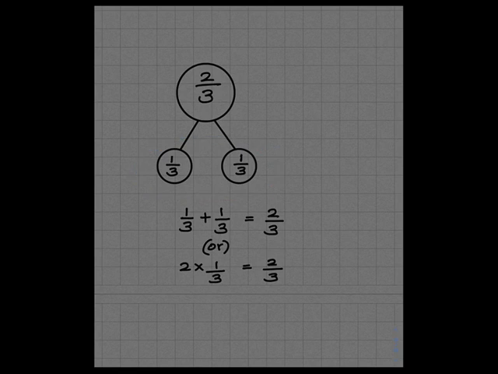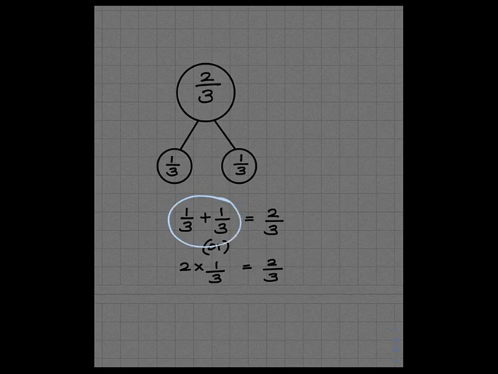Let's see. So we are adding the fraction 1 by 3 and the other fraction 1 by 3. When we add these two fractions, we have the common denominator, that is, the denominator is same for both the fractions, so write the denominator as such and add the numerators together. So 1 plus 1 will get 2. So that is how we got 2 by 3.